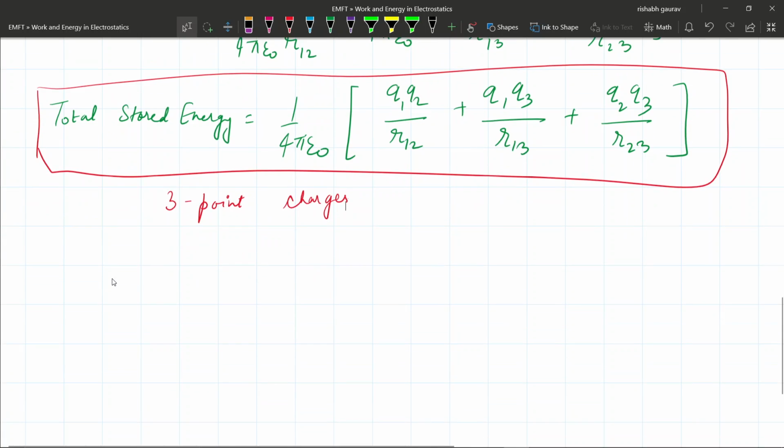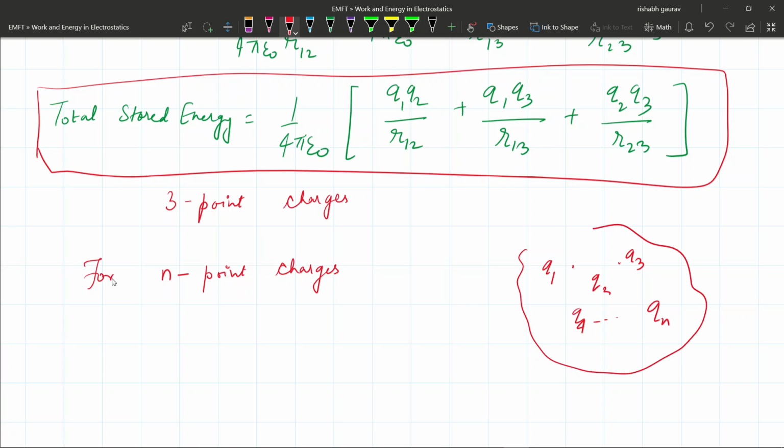Now, for n point charges, suppose there is a collection of Q1, Q2, Q3, Q4, similarly n number of charges present in the system, and the total energy, which is the total potential energy stored in the system.